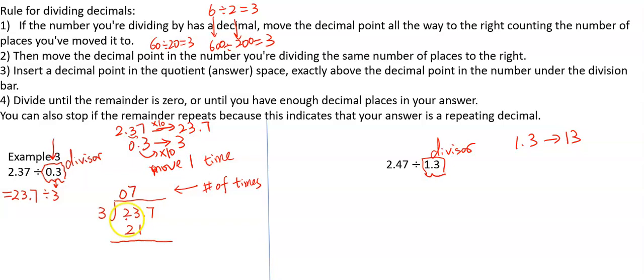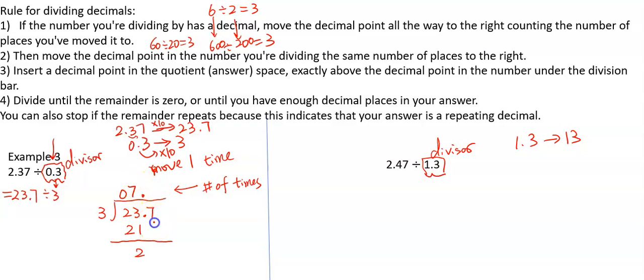Then we do subtraction. 23 minus 21 gives us 2. And next you can see there's a decimal point. You can go ahead and move it up and put it above the line, and that's where the decimal point will be in the answer. Again, you don't really need to bring it down. You only need to move it up.